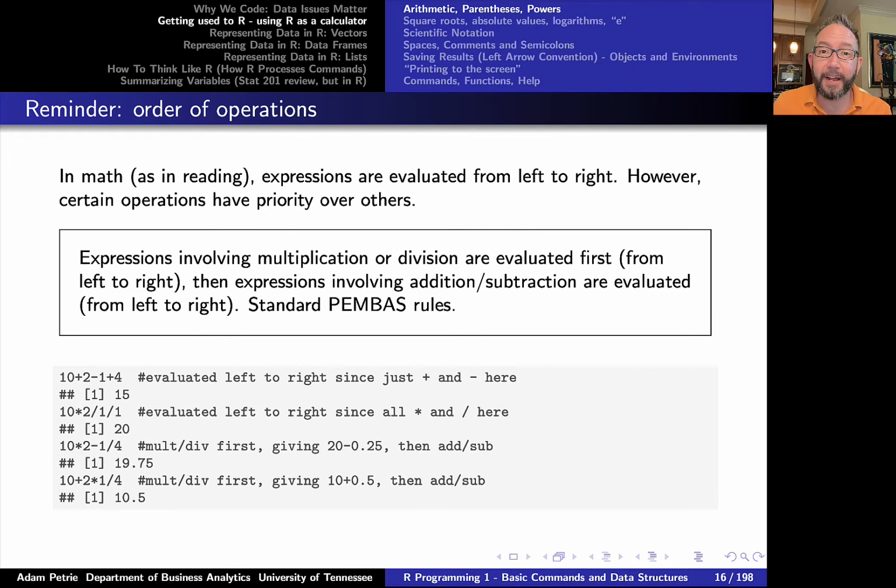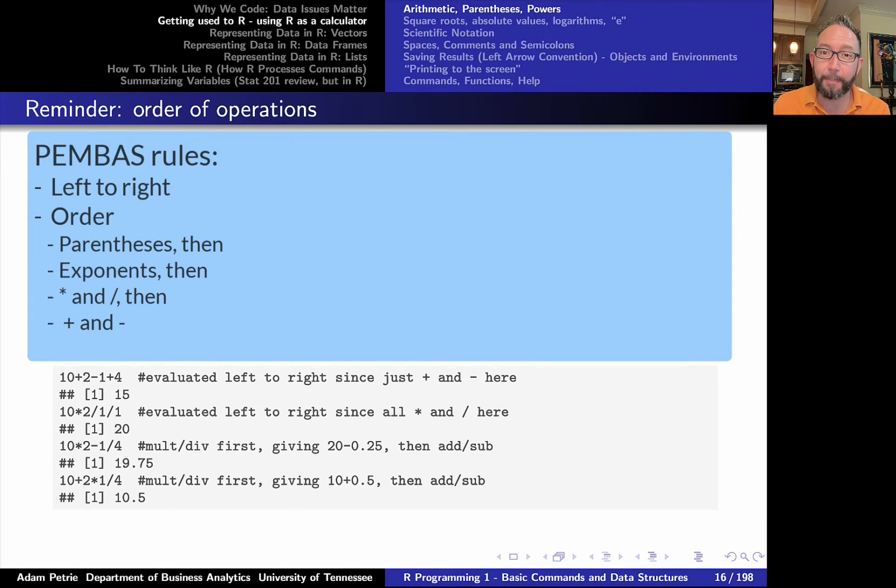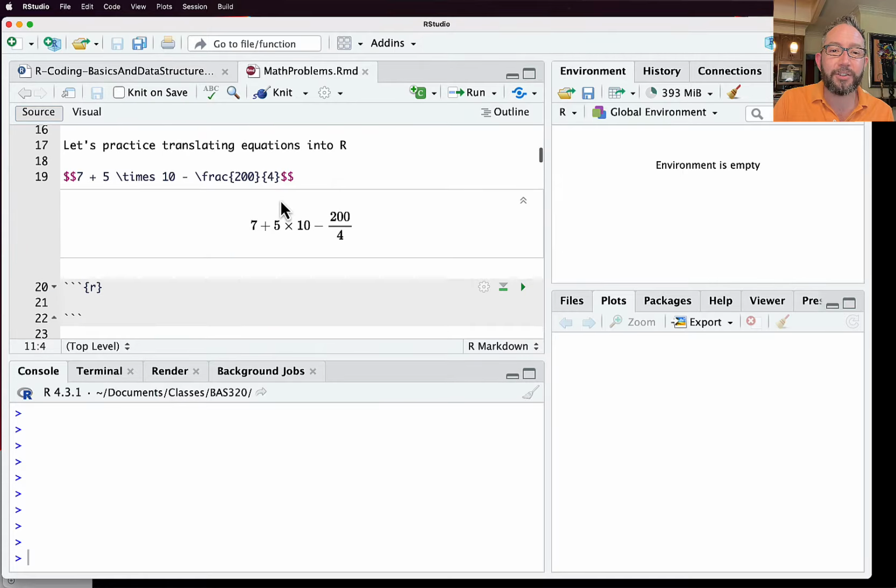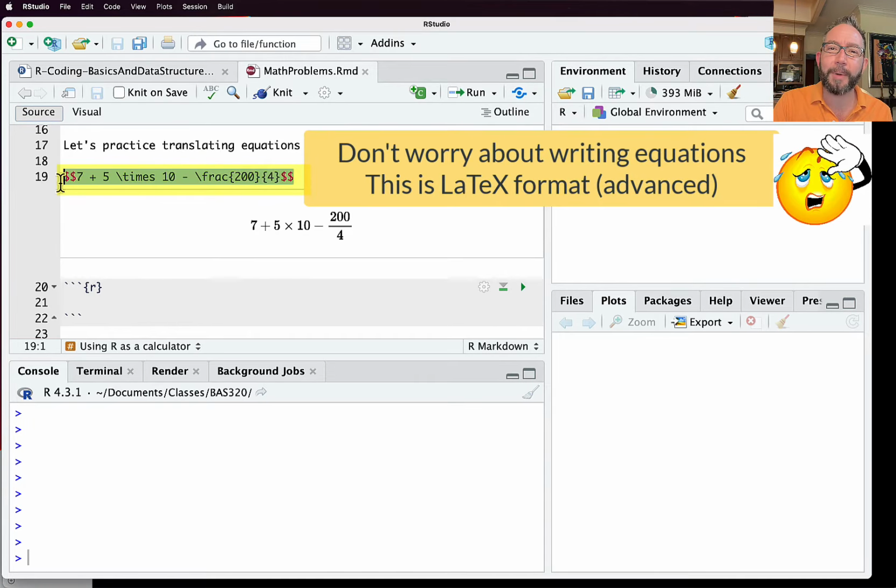And the way that R evaluates expressions is with the standard PEMDAS rule. So multiplication, division happen first, followed by addition and subtraction. So let's see how this goes. Let's imagine that we wanted to figure out what the answer to this equation is. So this is written in a funny language called LaTeX. You don't have to worry about the way these equations are structured in your RMDs. I'll be providing those equations to you. If you mouse over that equation, it'll come up with a nice, pretty looking equation for you.